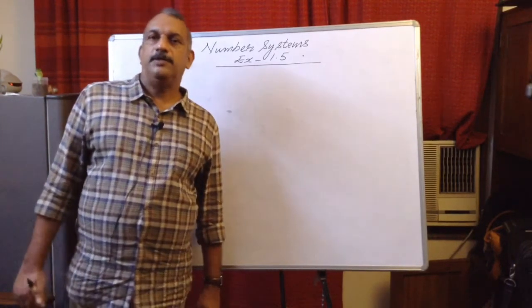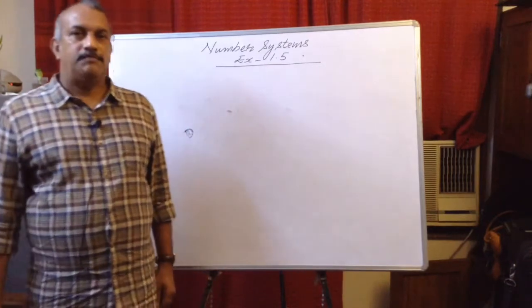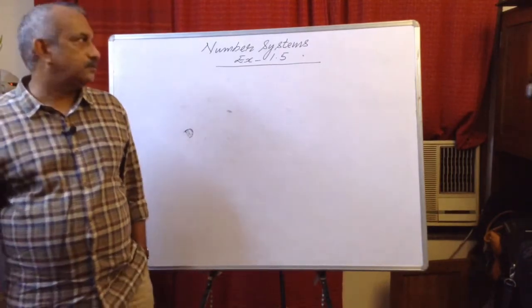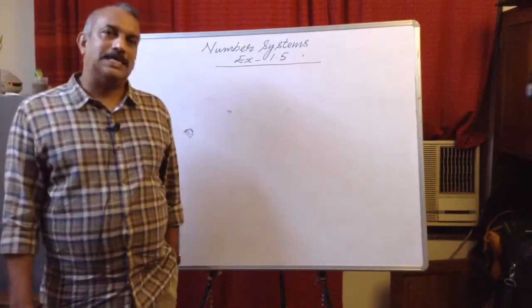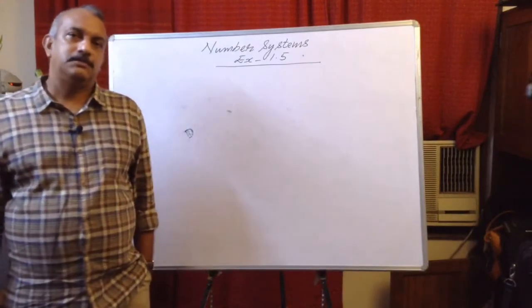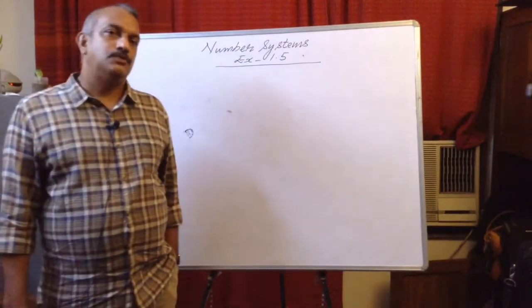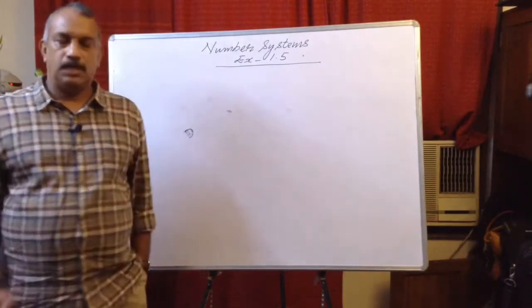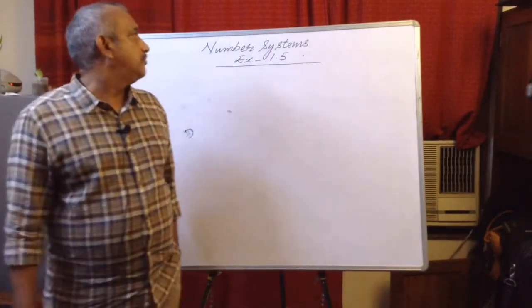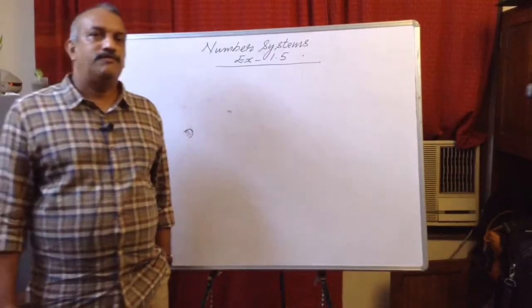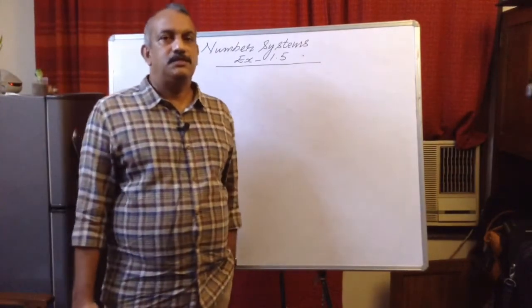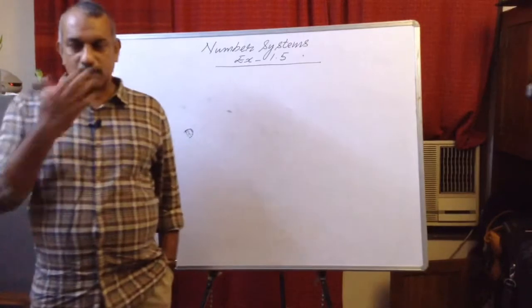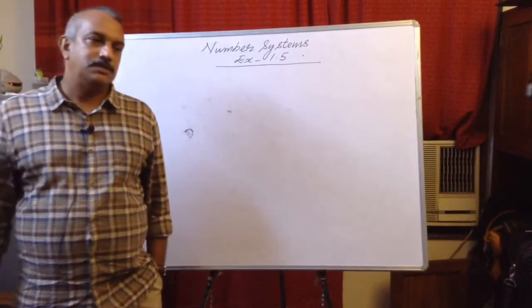In the last video, we discussed how to do operations on irrational numbers and how to do rationalization. So today we are going to do exercise 1.5 and 1.6 and finish this chapter. So I will tell you once again what is in this chapter.